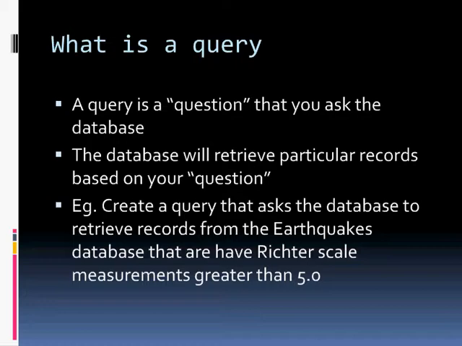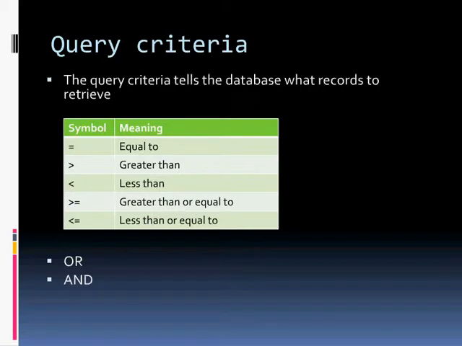So for example, you can create a query that asks the database to retrieve records from the earthquakes database that only have a Richter scale measurement of greater than 5. The query criteria tells the database what records to retrieve. There are particular mathematical symbols that you need to know, including equal to, greater than, less than, greater than or equal to, less than or equal to, and also the criteria or and.